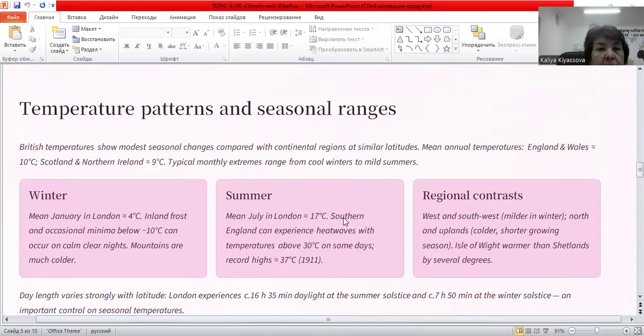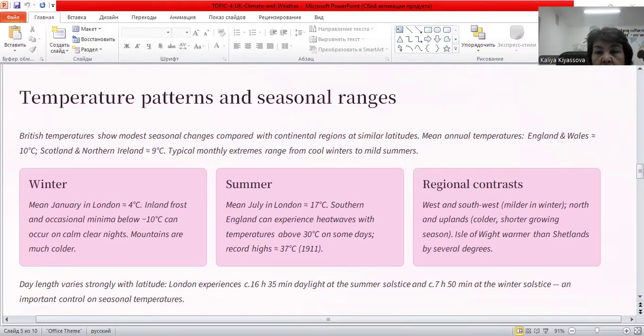And temperature patterns and seasonal ranges. British temperatures show modest seasonal changes compared with continental regions at similar latitudes. Mean annual temperatures are 10 degrees in England and Wales, and 9 degrees in Scotland and Northern Ireland. Typical monthly extremes range from cool winters to mild summers. Now let's see them seasonally.